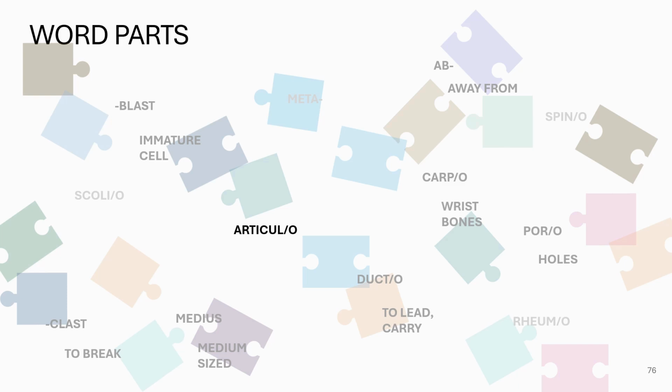Next up is the root term articulo. See if you can find that on your word list. All right, so articulo means a joint. So think about your knees, your hips, your shoulders, elbows, wrists, right? Those are all examples of joints.